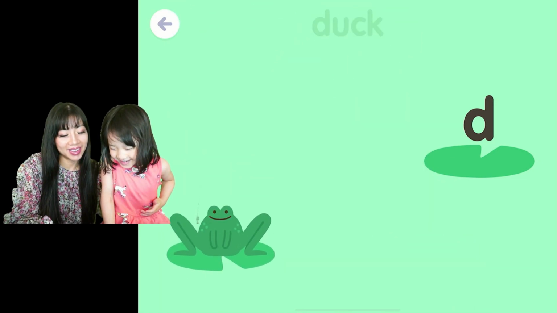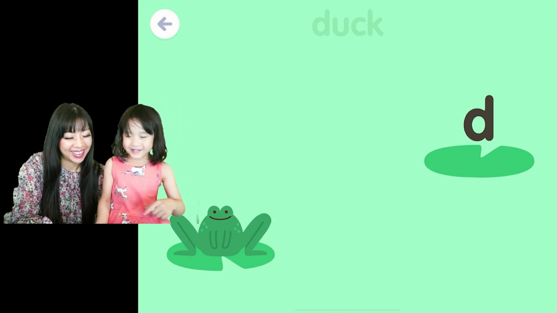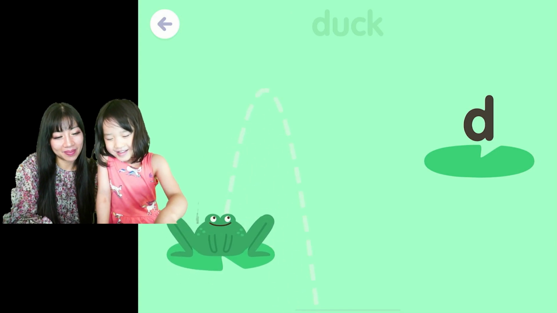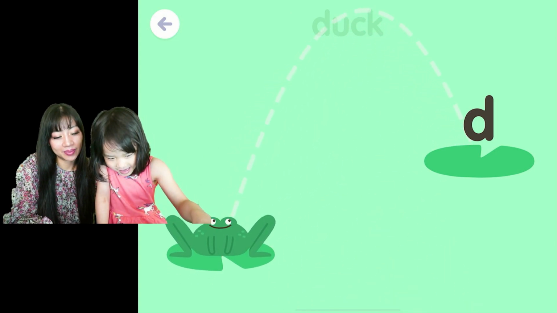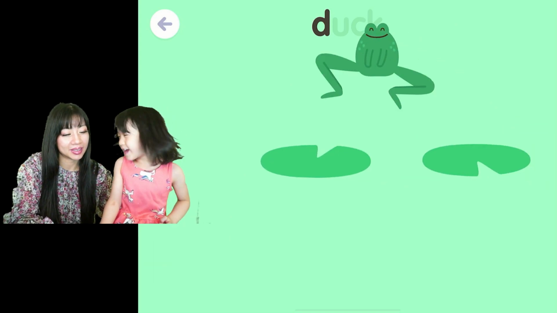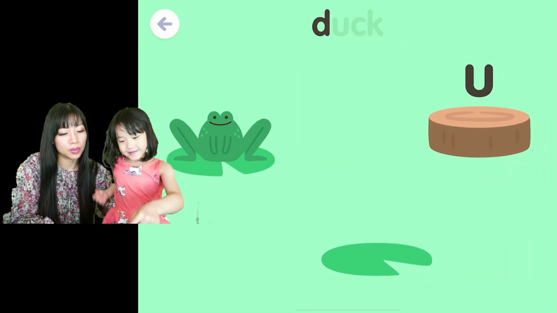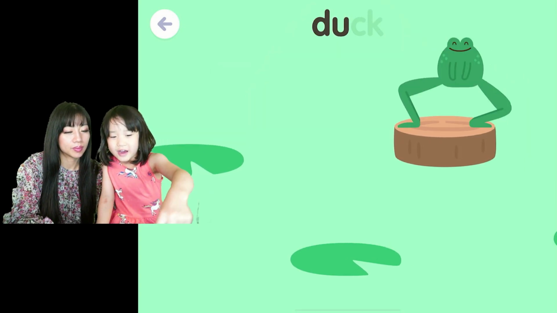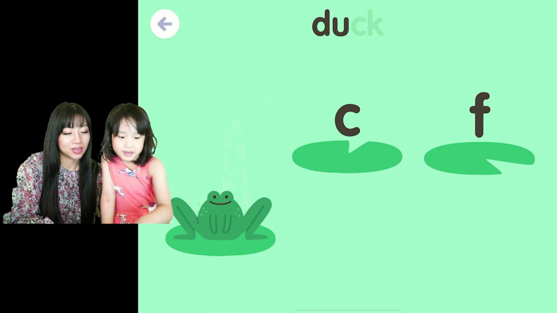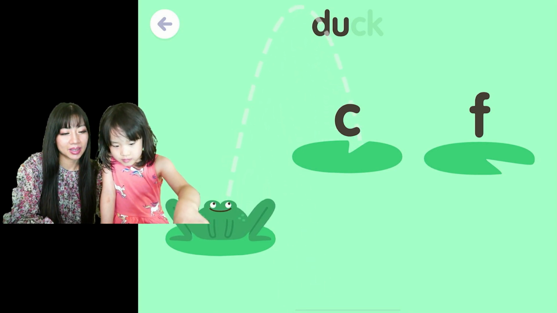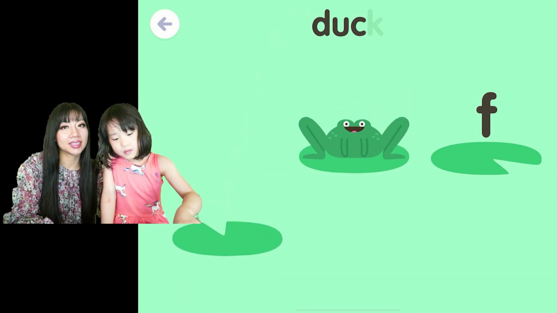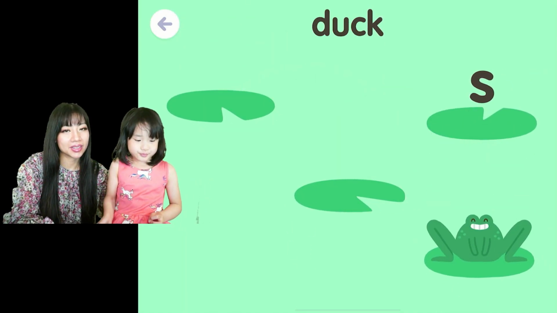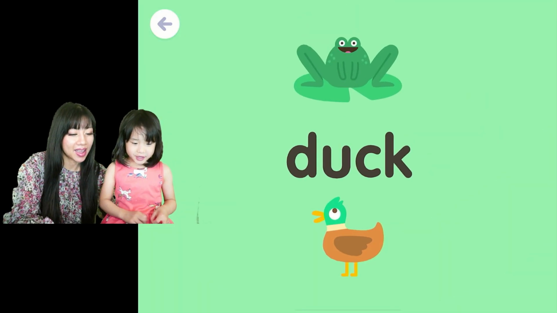Oh! It just rated me out. He missed. Oh, he missed again. D. The letter D. He got D. The letter D. Yeah. U. U. Good job. Oh my god, I went out of the stream. Yeah. C. C, yes, good job. Then K. K, duck. Yay.